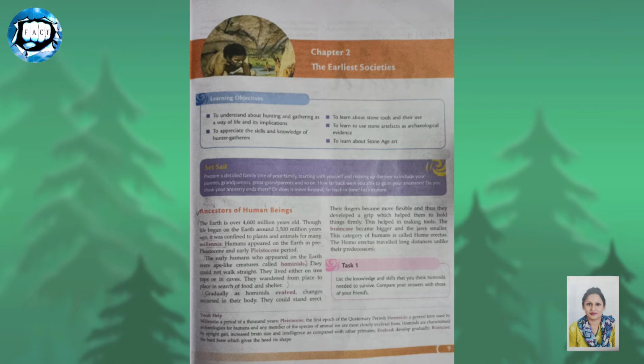And gradually, as hominids evolved, changes occurred in their bodies. They could stand erect. Their fingers became more flexible, and thus they developed a grip which helped them to hold things firmly. And for this, the hominids could make tools. Later, their brain case became bigger and the jaws smaller, and this category of humans is called Homo erectus. The Homo erectus used to travel long distances unlike their predecessors.